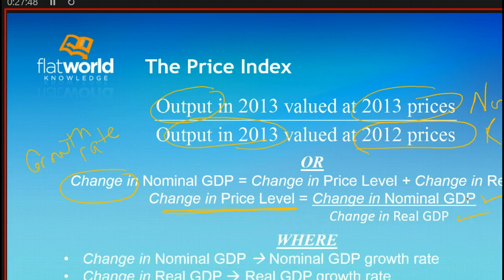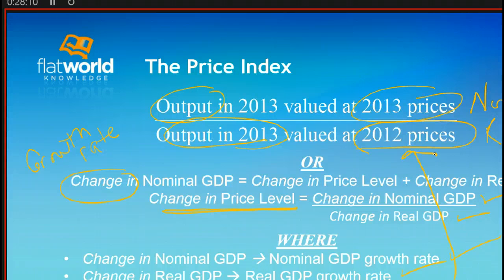Now recall, these are all the things that are included in these formulas. The change in nominal GDP is the same thing as the nominal GDP growth rate. The change in real GDP is the real GDP growth rate, and it's going to be 1 year's output measured by a base year's prices. That's exactly what we have right up here.